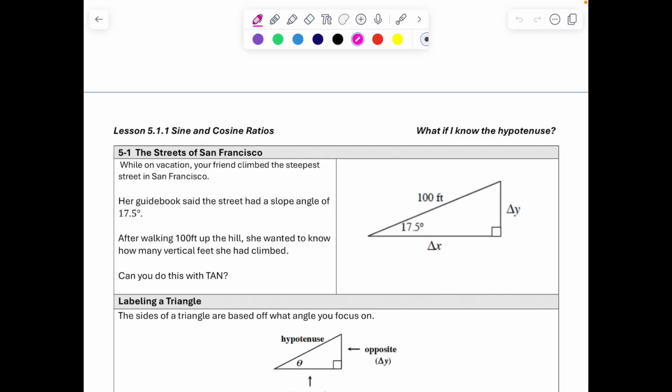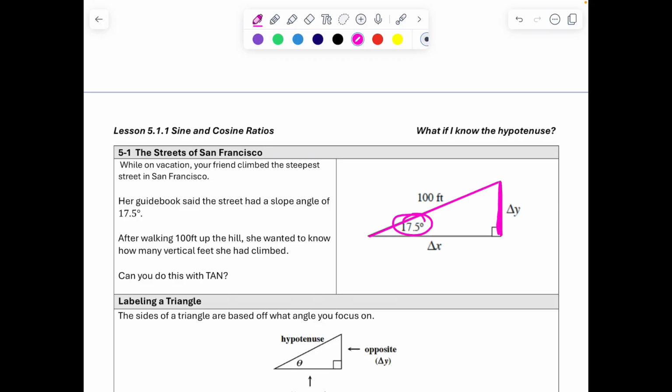This is lesson 511, sine and cosine ratios. While on vacation, your friend climbed the steepest street in San Francisco. So that would be this street right here. Her guidebook said that the street had a slope angle of 17.5. And after walking 100 feet up that hill, she wanted to know how many vertical feet she had climbed.